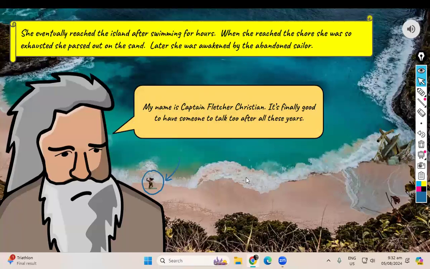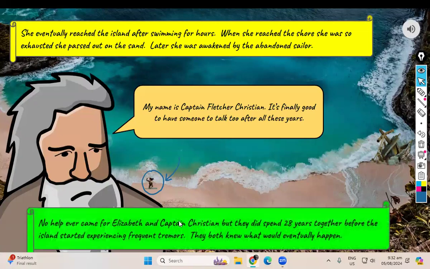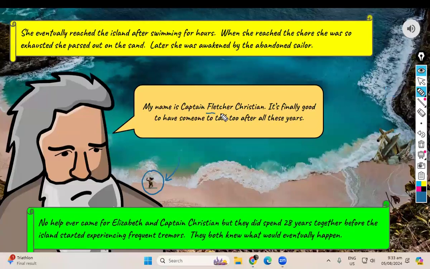His name was Captain Fletcher Christian. It's finally good to have someone to talk to after all of these years. So he's probably been stranded there for years. Okay. Anybody knows where this name comes from? For those who read a lot of books, where does the name Fletcher Christian come from? It's a name from a real popular book. Anybody wants to take a guess?